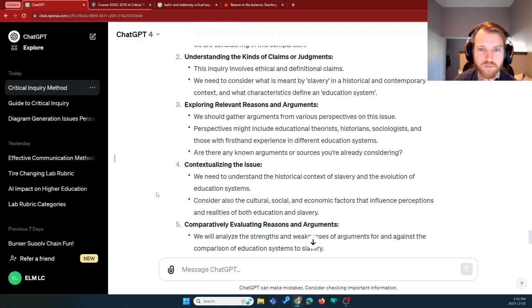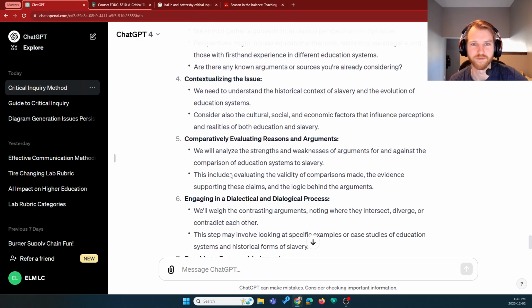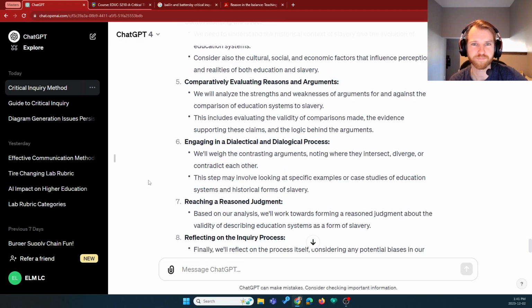Contextualizing the issue. Yeah, that influence perceptions and realities of both education and slavery. And I think why I'm struggling with this question is because I know that there is going to be so much perception read into exactly the way that question is phrased. So I'm curious what kind of insight or nuance it'll be able to pick up there.